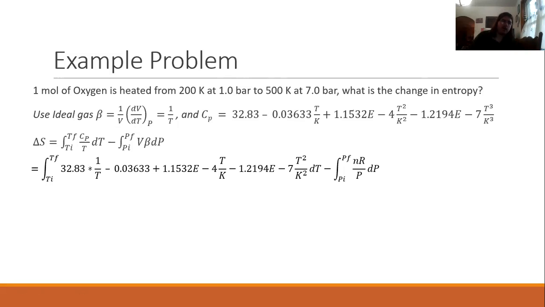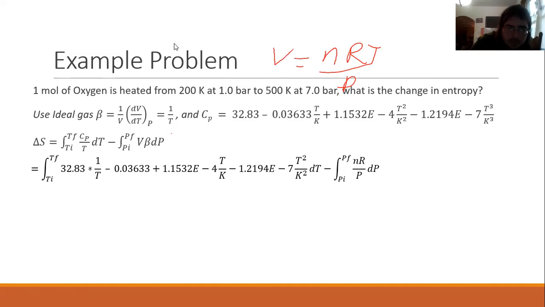So remember that for an ideal gas, beta is 1 over V dV dT. And thus, dV dT at a constant pressure is going to be 1 over T. So we're looking at, I know V is equal to nRT over P. You remove the T, and then you put the V back in. You have PV equals nR, so we're only missing the T. So that exchanges for 1 over T.